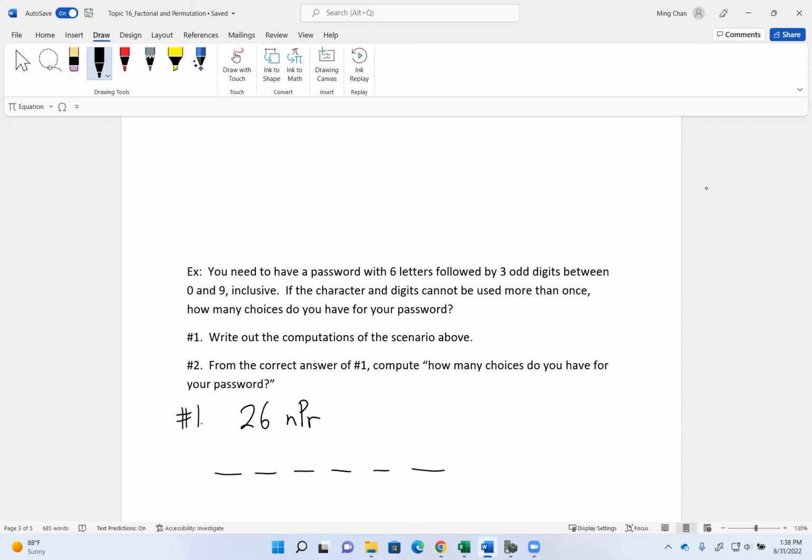But we really don't, because if the letters cannot be repeated, cannot be used more than once, then the first letter I put, I had 26 choices. The next letter I had 25, then I had 24, then 23, 22, then 21 choices for the 6th letter of the password. So this is the same thing as saying 26 choosing 6 letters using permutation. 26 letters choosing 6 of them, right? 1, 2, 3, 4, 5, 6 letters.